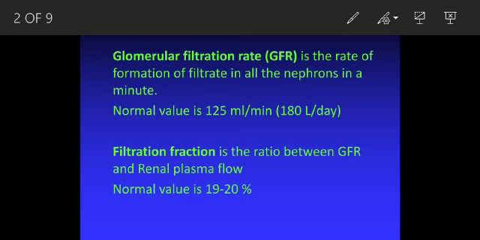Filtration fraction is the ratio of GFR to renal plasma flow. It is around 19 to 20%. There is also filtered load, the amount of any solute filtered per minute.